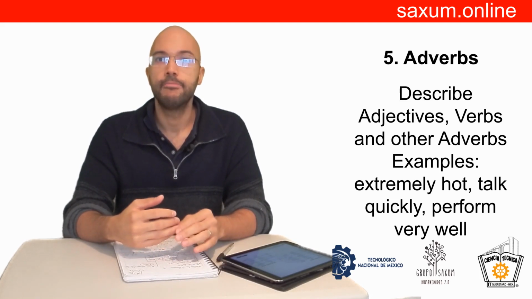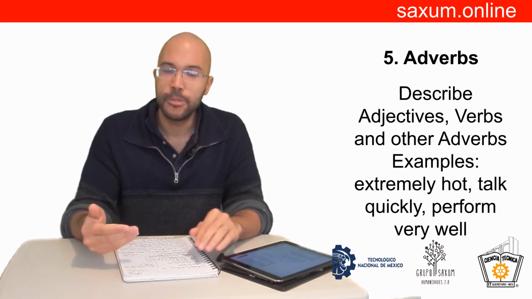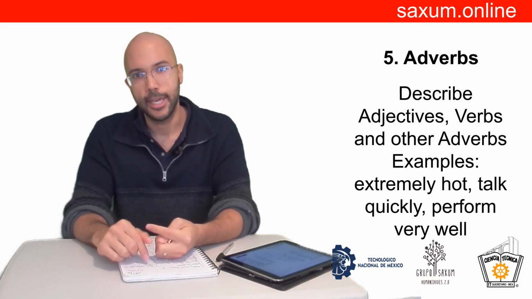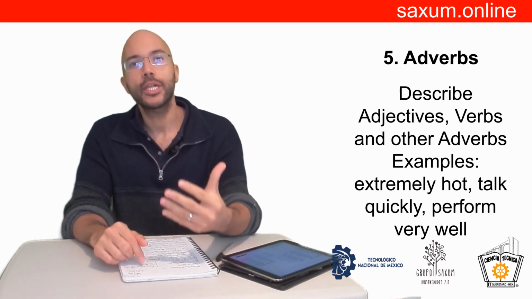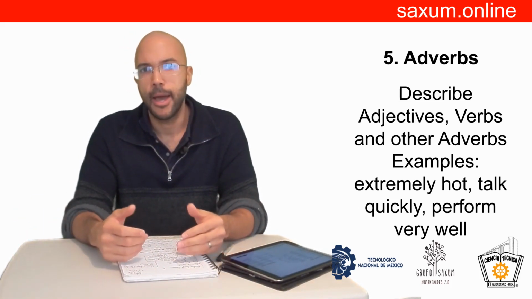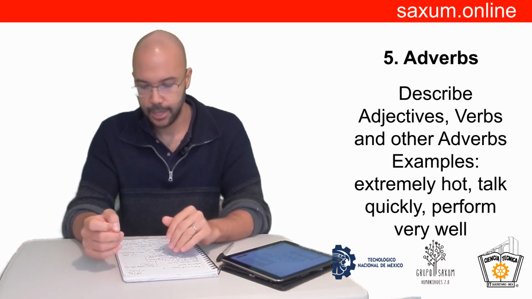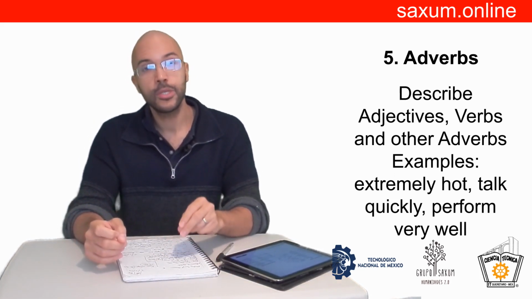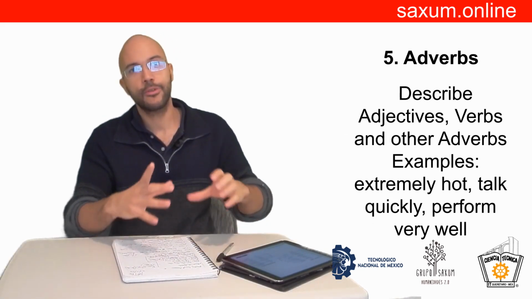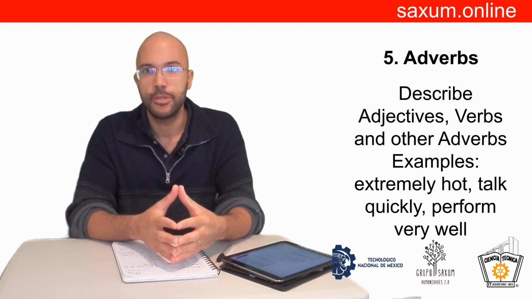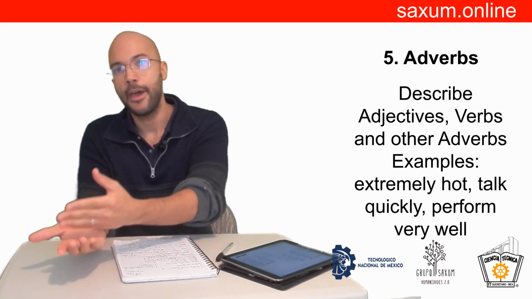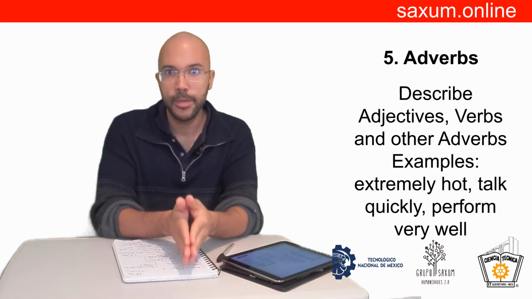You can also modify or describe verbs with adverbs. For example, talk quickly. Talk quickly, okay? How? Talk in what way? By talking quickly, okay? You can also use the adverb to describe another adverb. Okay, let's take the verb perform, okay? And you can say, well, maybe perform well. Well is an adverb that describes perform, the verb here.